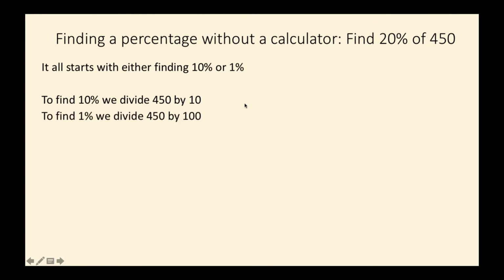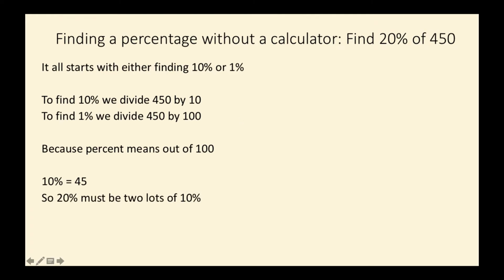To find 1%, we divide it by 100. So we can either think of it as taking off a 0 and then going back another space, or we can just think about it as going back 2 spaces because there are 2 zeros in 100. So that will give us 4.5. So because percent means out of 100, then remember, everything is about that 1%, about those 10%, all right? So 10% will be 45. We just take off the 0.